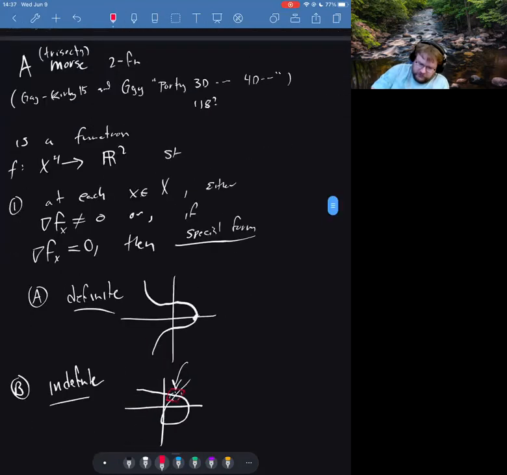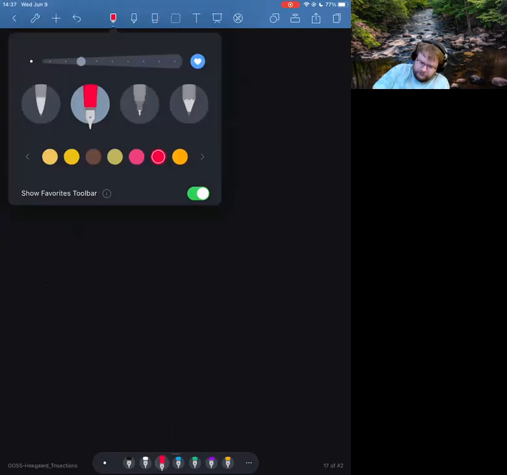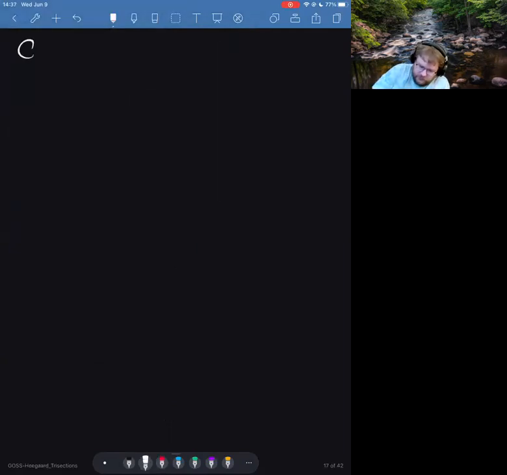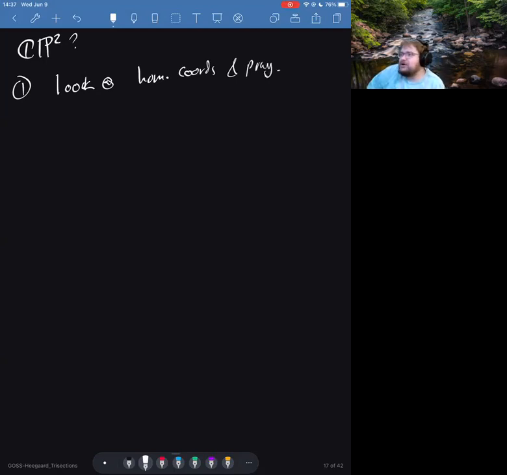And this is really useful because it allows us to look at CP2, for example. So how do we view CP2? There's one way that's just look at homogeneous coordinates and pray, right? Try to play around kind of like we did with the four sphere and hope that we can find some nice embedded tori or higher genus surfaces that happen to split CP2 into the three components nicely. Or we can use what's called the action map. Is that what it's called? Action map or potential map.